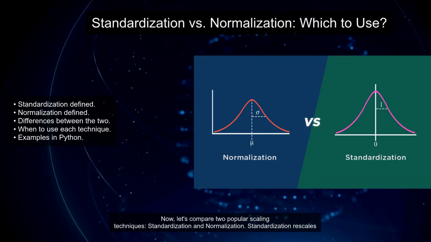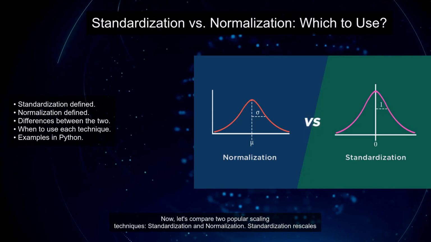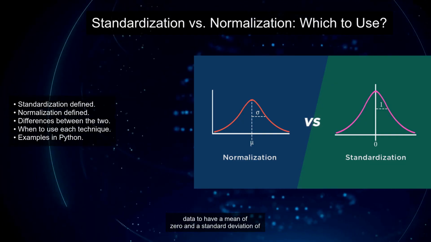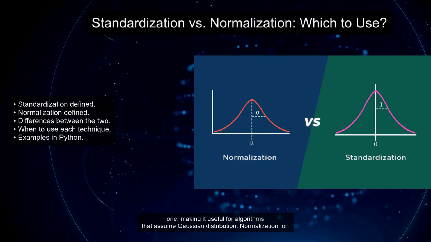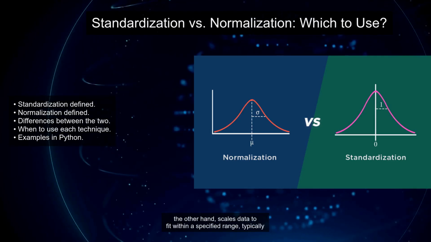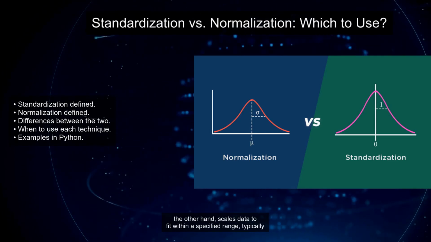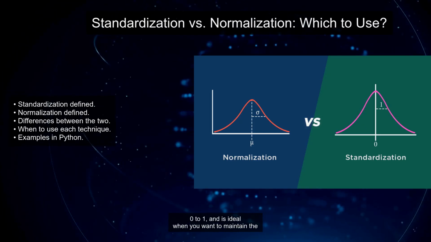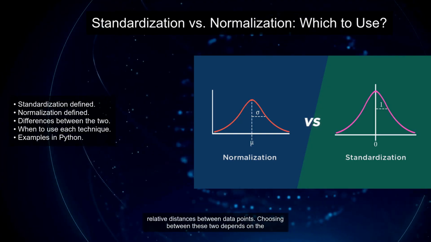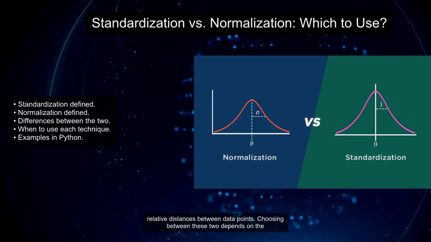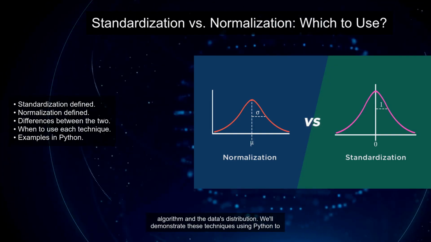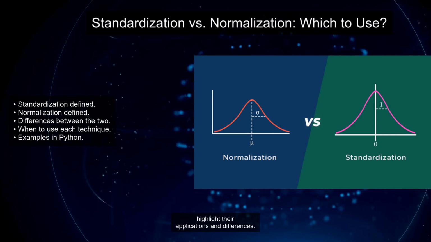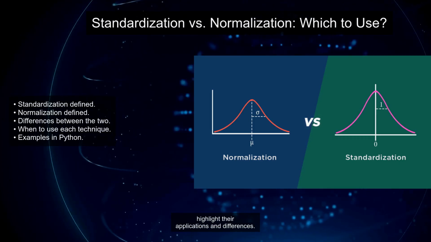Now, let's compare two popular scaling techniques, standardization and normalization. Standardization rescales data to have a mean of 0 and a standard deviation of 1, making it useful for algorithms that assume Gaussian distribution. Normalization, on the other hand, scales data to fit within a specified range, typically 0 to 1, and is ideal when you want to maintain the relative distances between data points. Choosing between these two depends on the algorithm and the data's distribution. We'll demonstrate these techniques using Python to highlight their applications and differences.